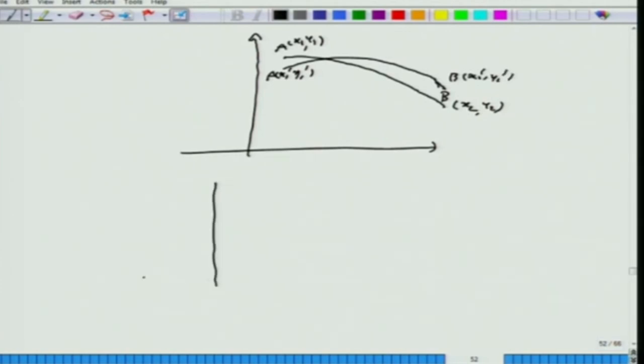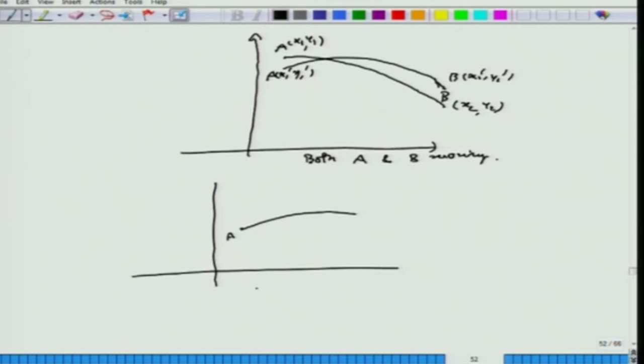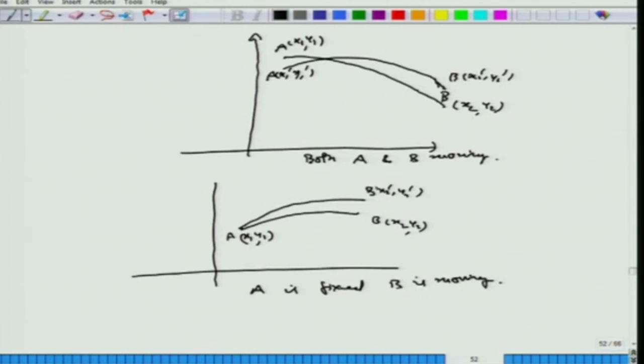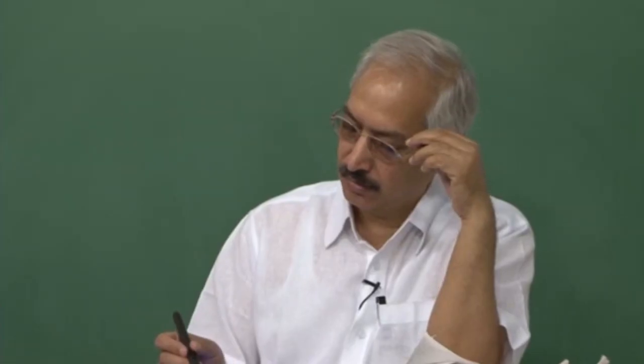Or the situation could be like this, that only A is fixed here, or both A and B are moving. Here A is fixed, B is moving. So, A is (x1, y1), B is (x2, y2), and now B has moved here, B (x2', y2'), and it can move like this, B (x2'', y2''). So, B is moving here freely, or it may move along a curve. So, it may be constrained movement or it may be a free movement.